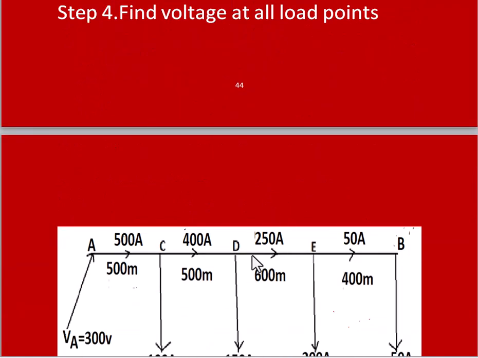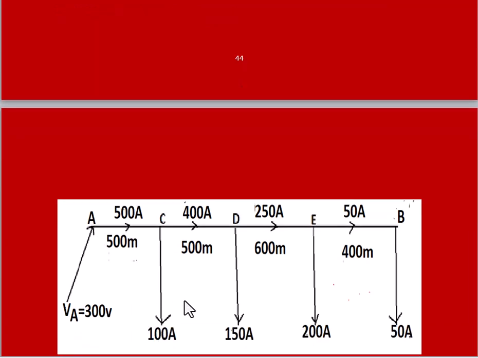So as per this data, first draw the diagram. Here the distributor ends are mentioned as A and B, and this total distance is 2 kilometers, and at point A the feeding point is connected which supplies 300 volts, and there are loads at point C 100 amperes, at point D 150 amperes, at point E 200 amperes, at point B 50 amperes.